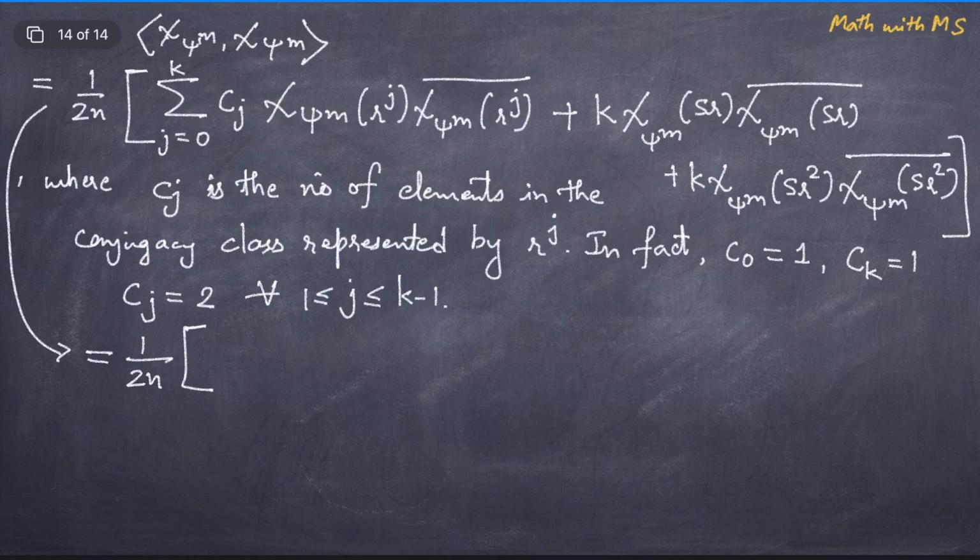So I separate out the case Cj equals 1. That means chi of psi m at 1 into chi of psi m at 1 bar, but the character value at the identity is the degree of the representation, so it is 2 into 2, 2 square, plus then again Cj for j from 1 to k minus 1 is 2, so it is 2 times the remaining sum, I just write as it is, j from 1 to k minus 1.